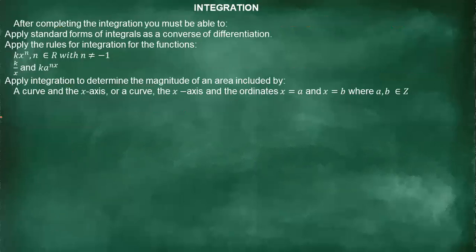Integration. After completing the integration, you must be able to apply the standard form of the integrals as the converse of differentiation. Apply the rules of integration for the functions, and apply integration to determine the magnitude of an area enclosed by a curve and the x-axis, or a curve, the x-axis, and their ordinates where x equals a and x equals b, where a and b are elements of integers. Let's see what we have under integration.